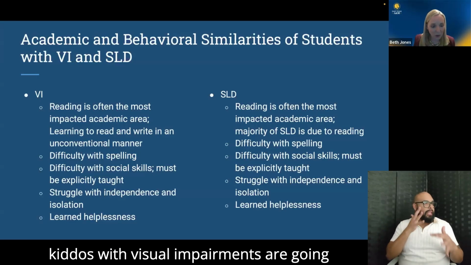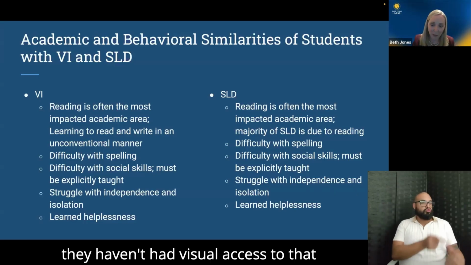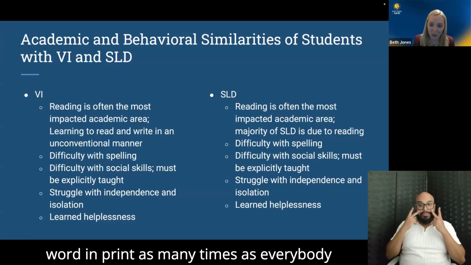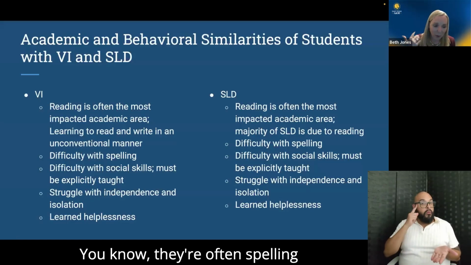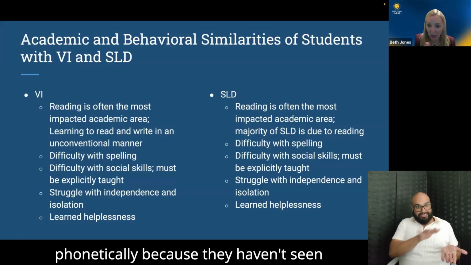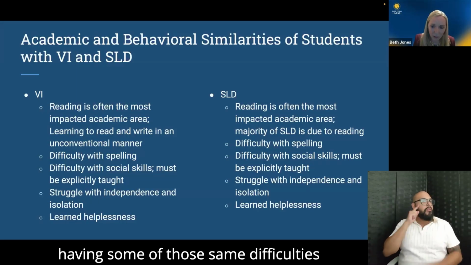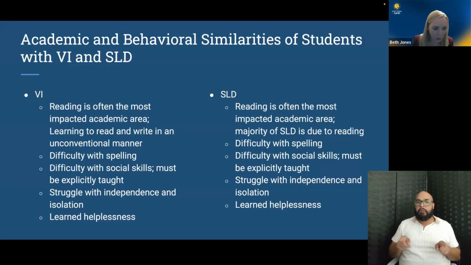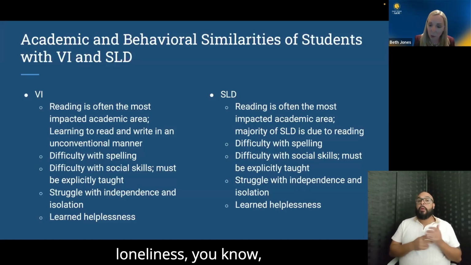But yet our kiddos with visual impairments are going to have difficulty with spelling because they haven't had visual access to that word in print as many times as everybody else has to learn the spelling. They're often spelling phonetically because they haven't seen the word in print enough. And so they're having some of those same difficulties with spelling. Both populations have difficulty with social skills, loneliness.